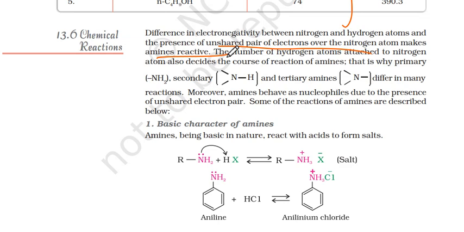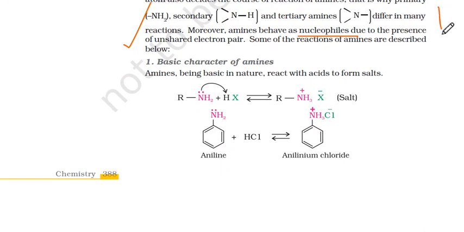Moreover, amines behave as nucleophiles. Due to the presence of an unshared electron pair, they can donate a lone pair, so they can behave as nucleophiles. Some of the reactions of amines are described below. So this was just the general characteristics. We are going to study their chemical reactions based upon the lone pair, based upon the nucleophilic part of the amine compound, and also primary, secondary and tertiary differing in their chemical reactions.